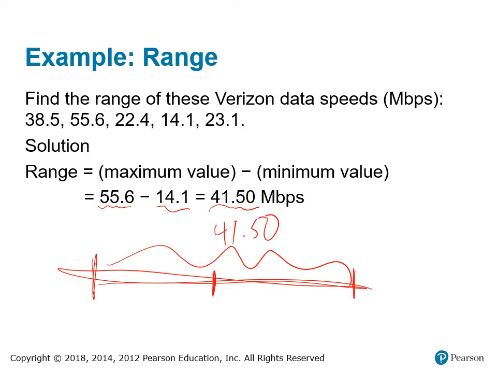We could find where the middle is by finding, say, the mean. We know the lowest data value is here, 14.1. The biggest data value is here, 55.6. The mean we found to be something like 30 point something, and I think it was like 30.6. So there's the mean or the middle. And we know the total span of it, the range of those data values.